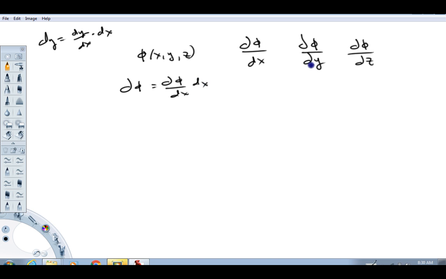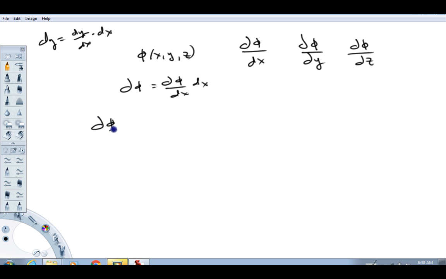Then there's going to be a differential of phi for y, and that's going to equal dφ/dy times dy. And then there's going to be a differential of phi with respect to z, and that's equal to this times dz. This variable then has what's called the total differential, and it's just the sum of the three differentials. So here's what it would look like.